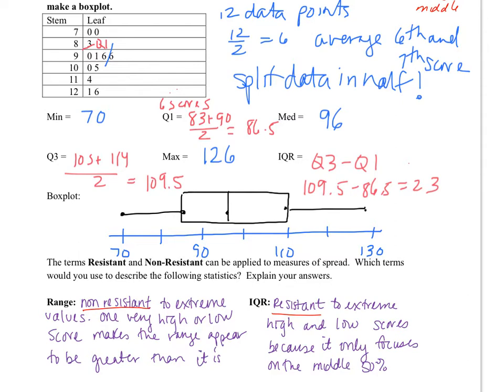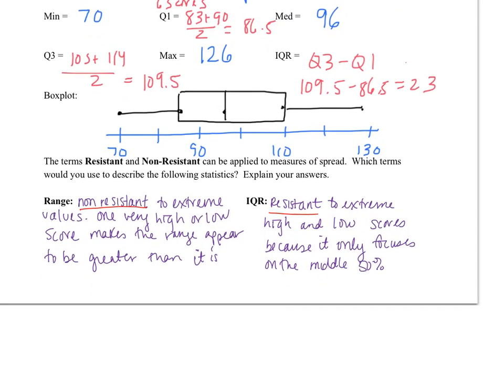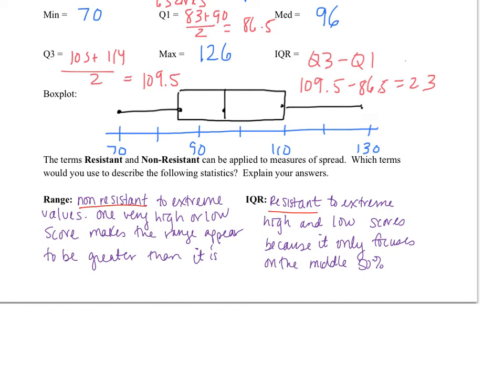Now we've talked about resistant and non-resistant data sets earlier when we were talking about mean and median. And the question below asks, how would we describe range and IQR in terms of those statistics? We would say that our range is non-resistant. It's not resistant because one extremely high or low value is going to make the range appear much greater than it is. The IQR, however, is resistant, and it's resistant because it only focuses on the middle 50%.